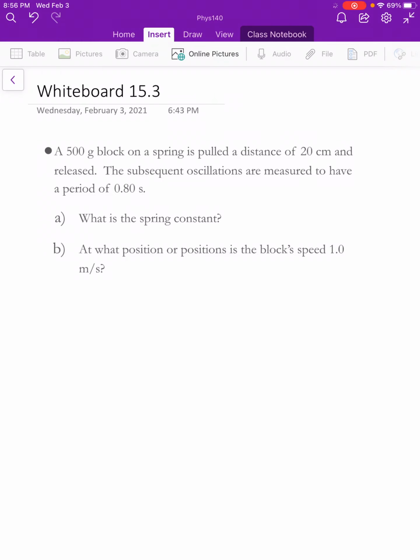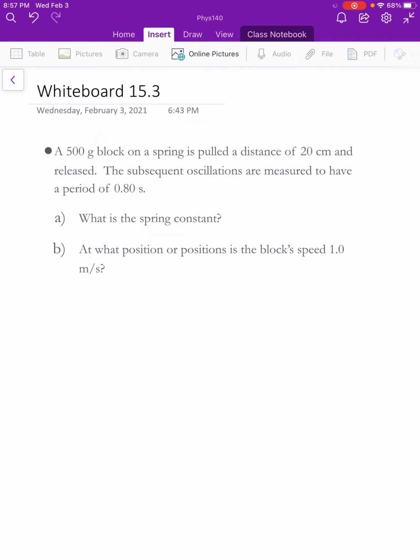Okay, so this problem is asking us to determine the spring constant for this block that's connected to a spring and pulled a distance of 20 centimeters. And it tells us the subsequent oscillations have a period of 0.8 seconds. So let's first write our givens and finds.